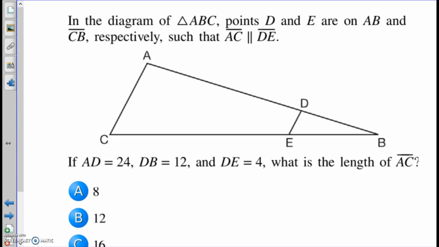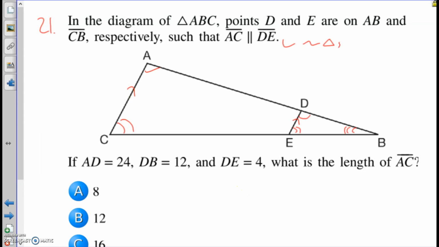Geometry Common Core, the June 2016 Regents exam, starting on number 21. In the diagram of triangle ABC, points D and E are on AB and CB respectively, such that AC is parallel to DE. That's the problem's way of letting us know we have similar triangles, the big triangle and the little triangle here, because they have a reflexive angle, and then these would be considered corresponding angles of parallel lines. So a lot of similarity taking place.